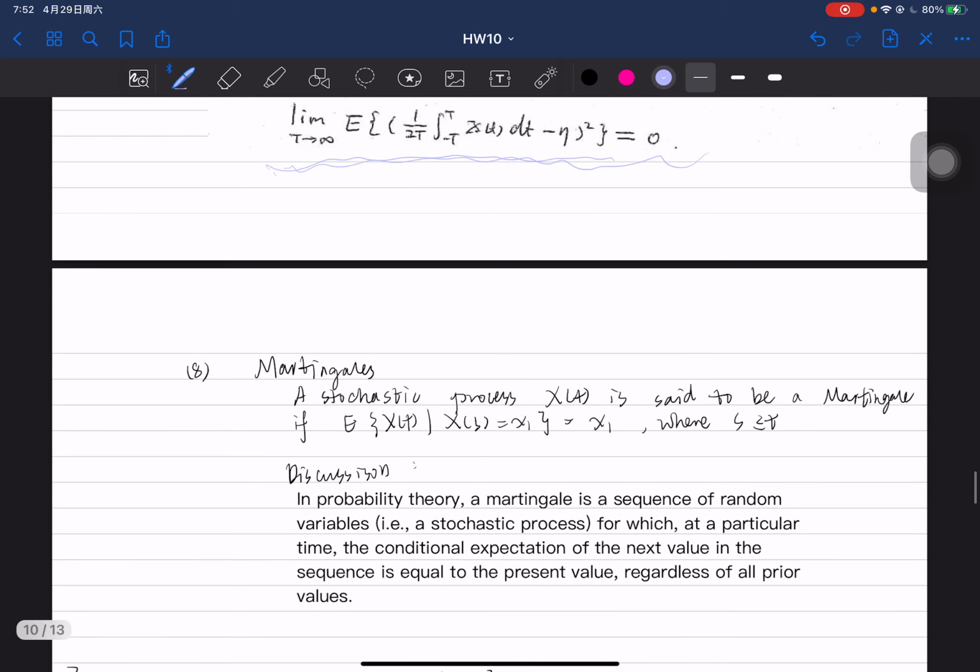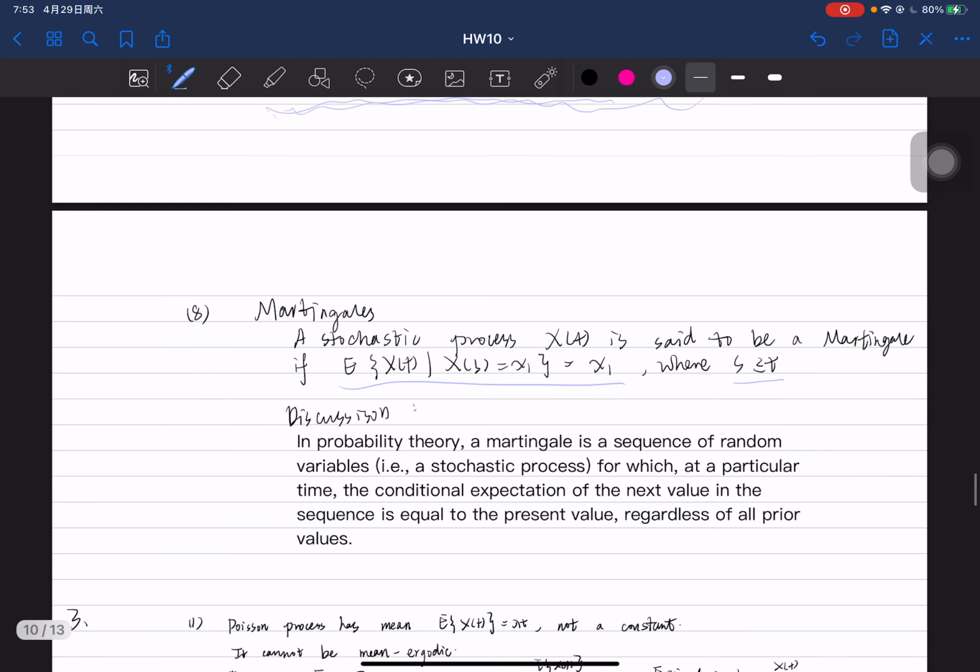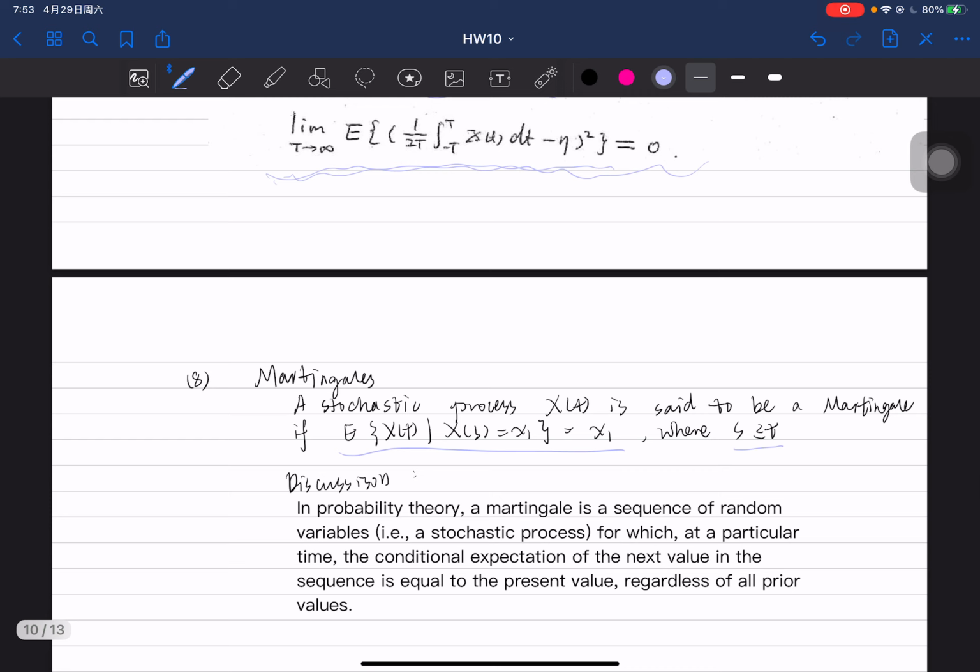Question 8 is martingale. A stochastic process X(t) is said to be a martingale if this holds, where s is smaller than or equal to t. In probability theory, a martingale is a sequence of random variables for which at a particular time the conditional expectation of the next value in the sequence is equal to the present value, regardless of all prior values.